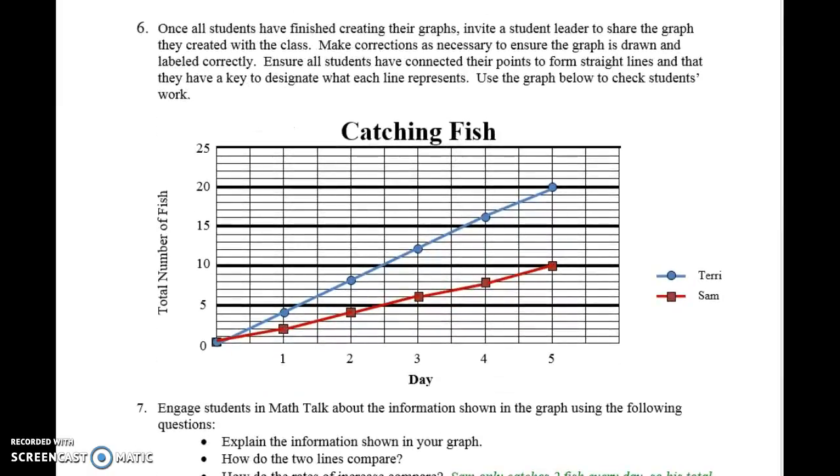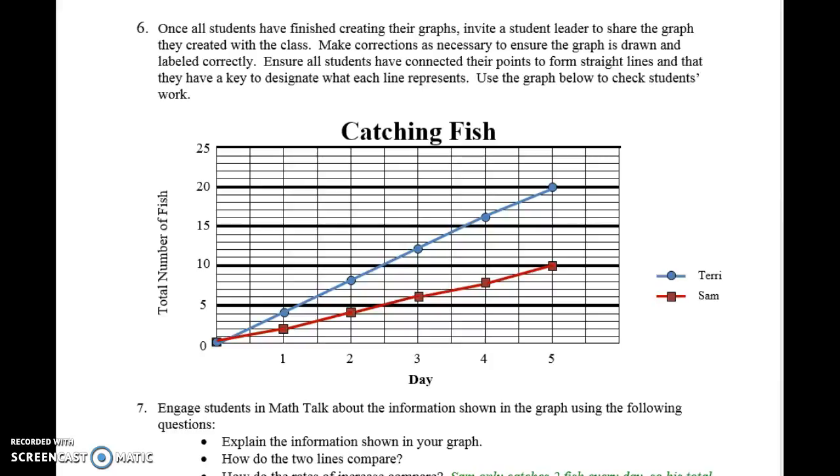What do you notice about Terry's number of fish compared to Sam's number of fish? And don't just talk about the number of fish. Compare the number of fish and the day that they're on. Akira? Each day they went up, Terry would have 2 times as many as Sam would.